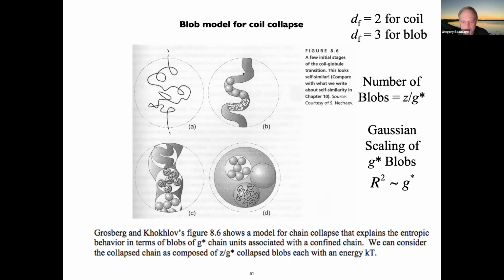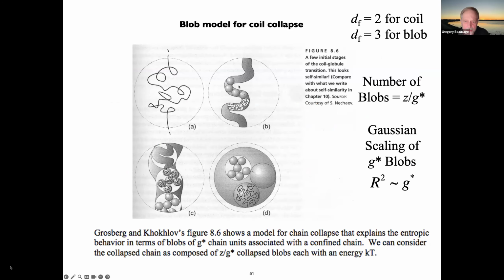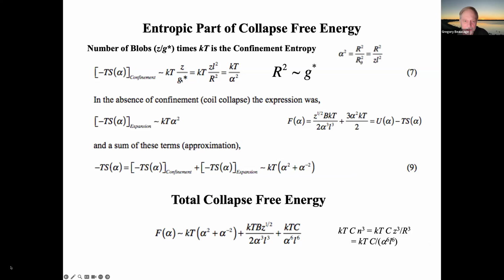So that's basically the idea, this blob concept, that you have a new size scale introduced to allow you to have a continuous change like that. If each of these blobs is thermally equilibrated, then it has KT energy. So you can say that the number of blobs is Z divided by the size of a blob. KT times that gives you the entropy of the chain. And the size of the blob is going to be R squared. So you end up with KT divided by alpha squared as the energy associated with what's called confinement, the energy of the chain when it goes to this blob structure.